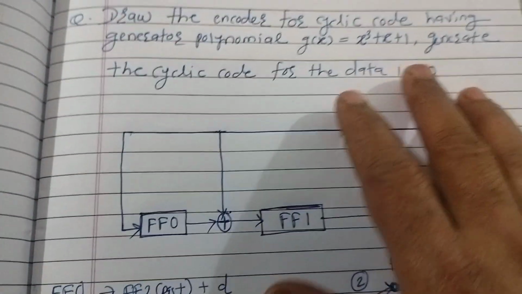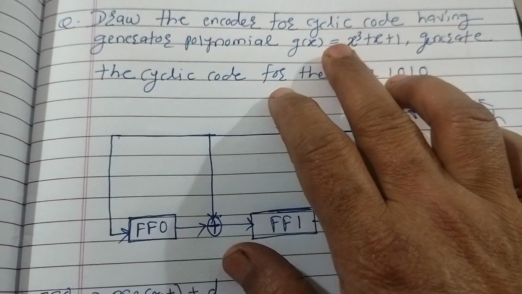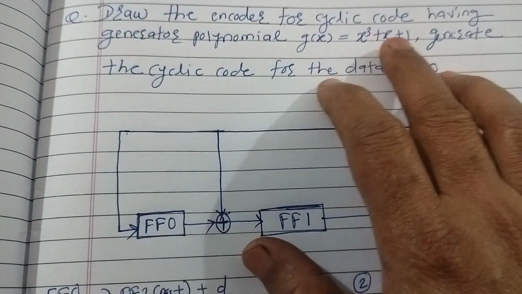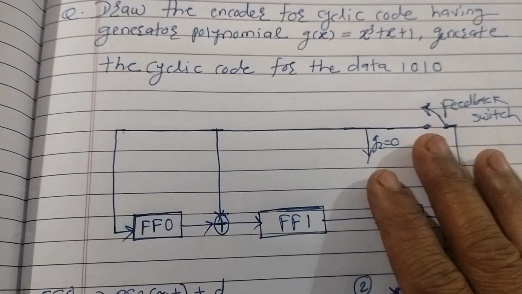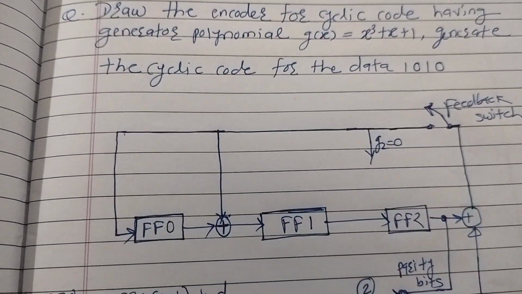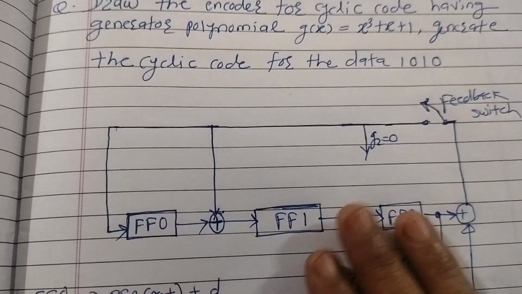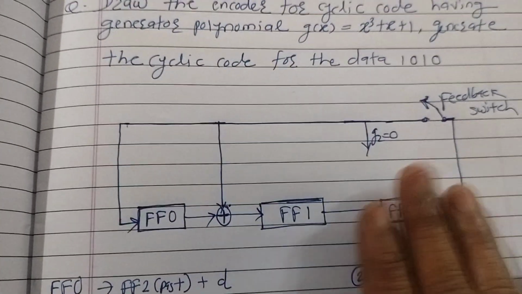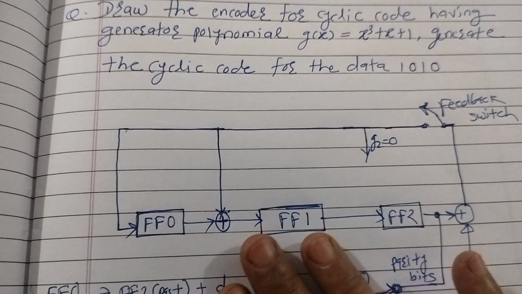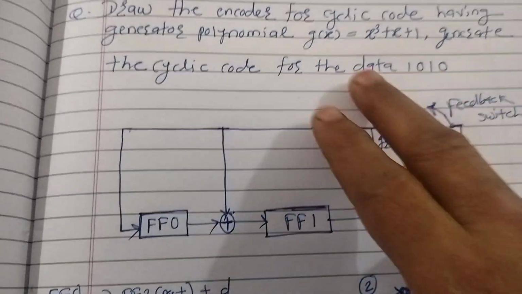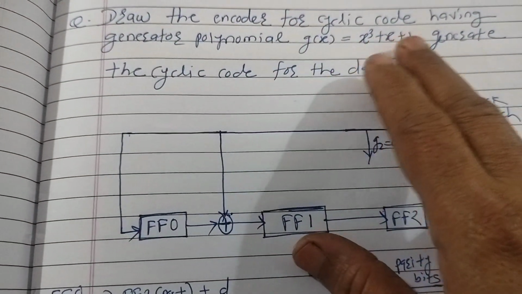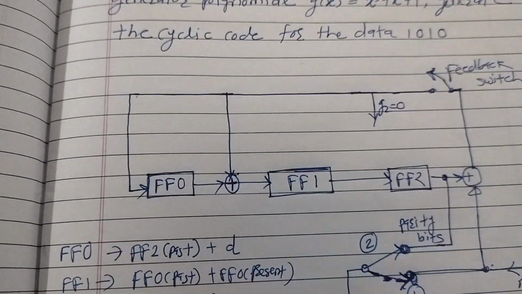And now we know that for 7,4 one generator polynomial is x cube plus x plus 1, and another generator polynomial is x cube plus x square plus 1. So you will get the encoder diagram this way. You know that the encoder diagram will be fixed if the generator polynomial is x cube plus x plus 1. So this is the encoder diagram.